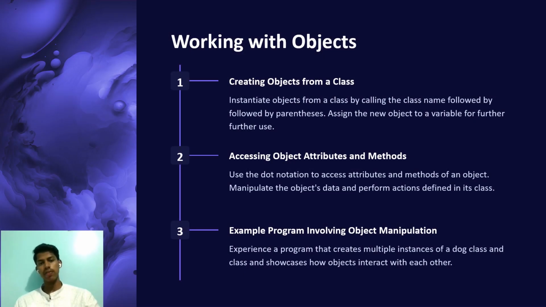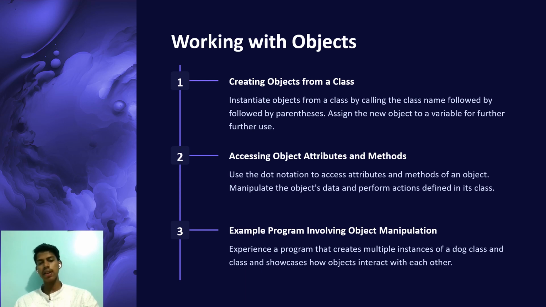And the next is working with objects. Creating objects from a class. First one, instantiate objects from a class by calling the class name followed by parentheses. Assign the new object to a variable for further use.